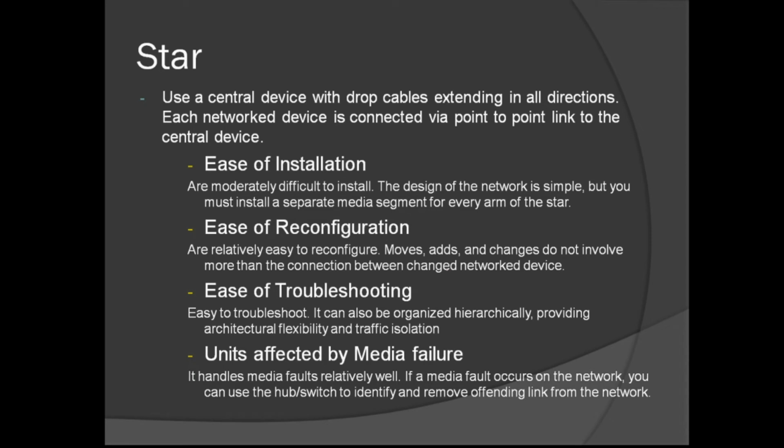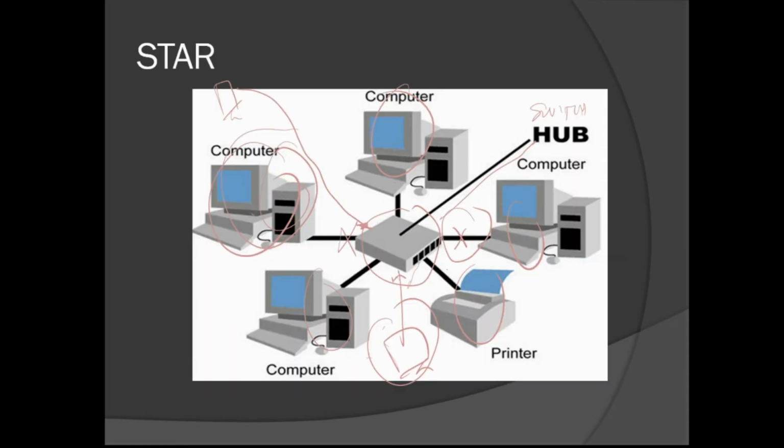If a media fault occurs on the network, you can use hubs or switches to identify and remove offending links from the network. So same as well with the isolation. The maximum number of units affected by media failure depends also on the location of the hardware. So kung yung failure is mostly on the top level segments of the network, most probably mas madaming maapektuhan on the network.